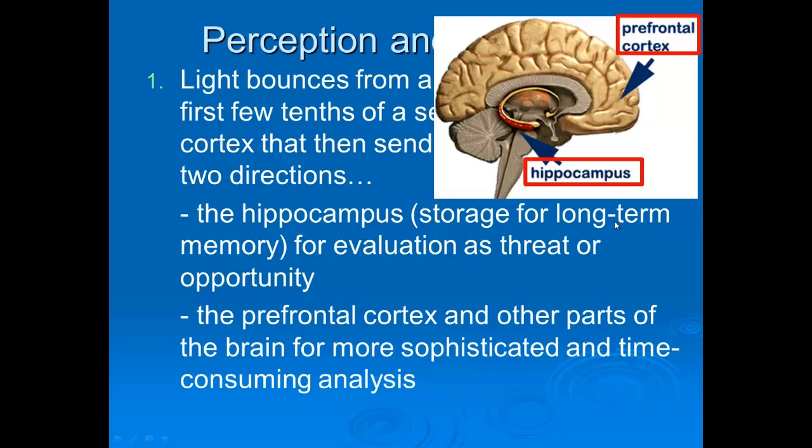The hippocampus is where long-term memories are stored, and the prefrontal cortex and other parts of the brain are used for more sophisticated analysis. The reason for this is that it is perceiving if there's a threat, because if there's a threat, then you have to be able to respond appropriately. So in order to perceive, we have to be able to eliminate fear, because if the fear is there, then immediately your brain will take actions and there is no hope of learning. So light bounces off, you see an image, and it's sent to these two places for processing.